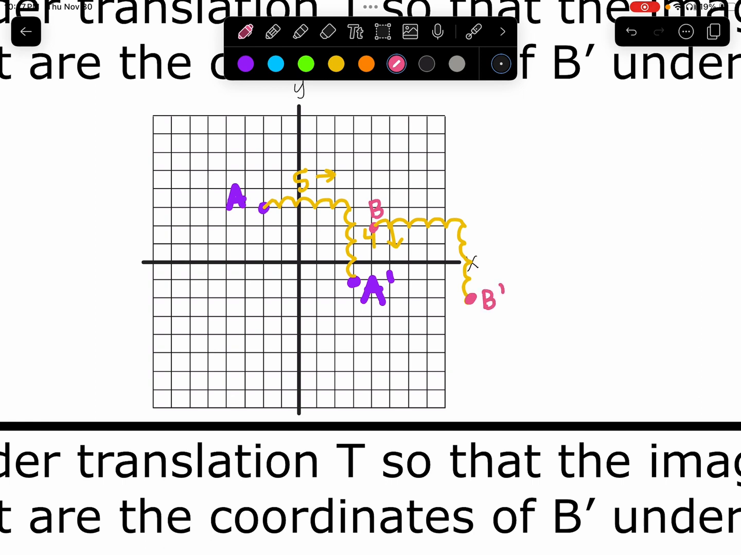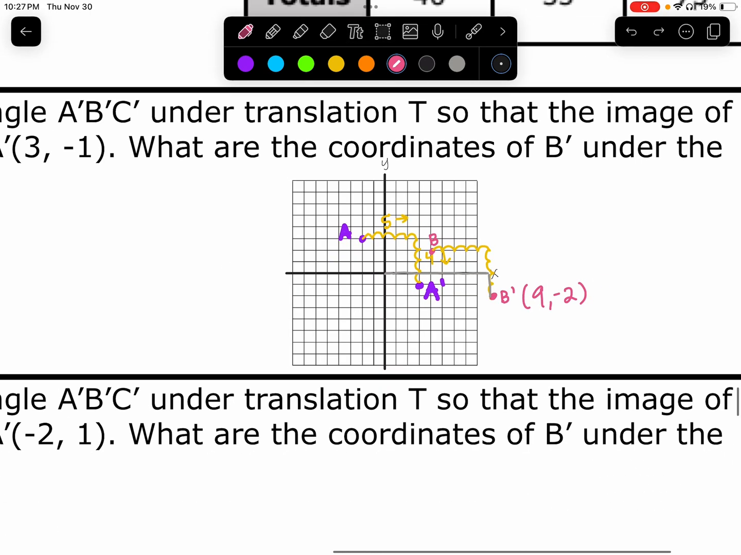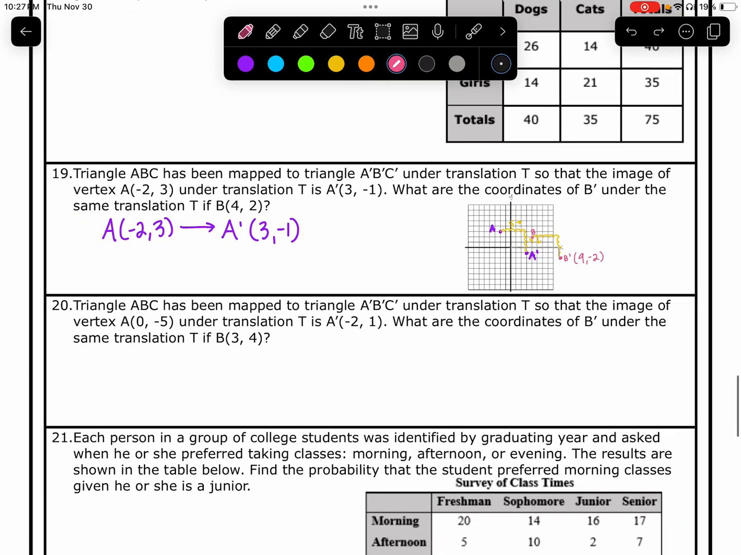So that should be, let's count it. 1, 2, 3, 4, 5, 6, 7, 8, 9. And then down 1, 2. So B prime's coordinates are going to be (9, -2). All right. Go ahead and give it a shot here for number 20.